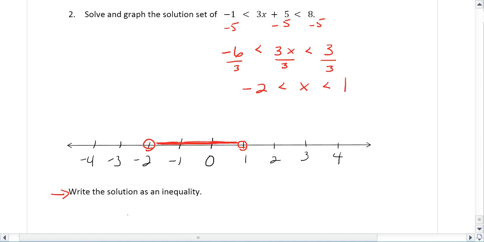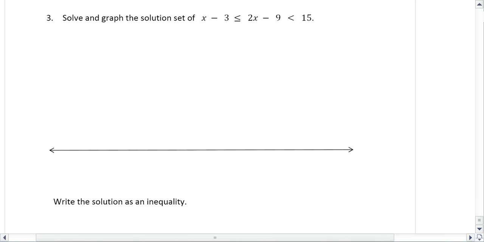And to write that solution as an inequality, since we kept this as an inequality, instead of figuring it out from the graph, I think that saved us some work. Whoops, that's just a 1. So we read that negative 2 is less than x is less than 1. That's the solution. All right, the instructions for number 3 are the same, solve and graph.